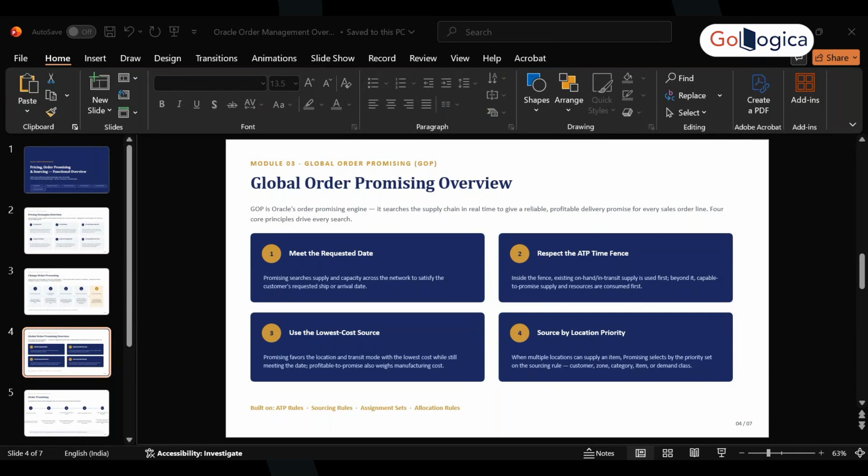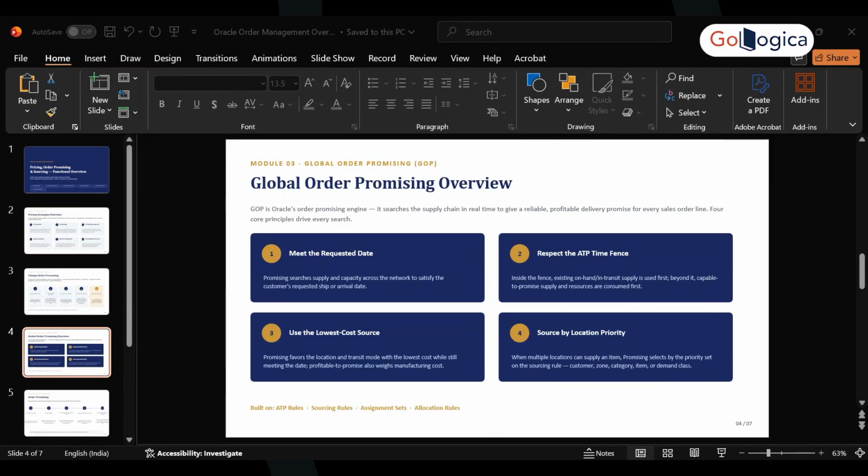Next are the components that are used by GOP. The first one is the ATP rules. ATP rules define which types of supply and demand should be considered during the availability calculations. The second component is the sourcing rules, which determine the acceptable fulfillment source of each item. The third component is the assignment set, in which assignment sets connect the ATP rules and sourcing rules with specific organizations, items, or categories.